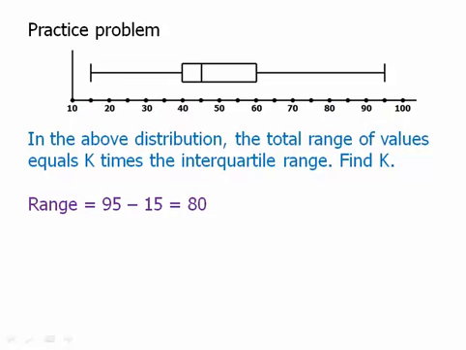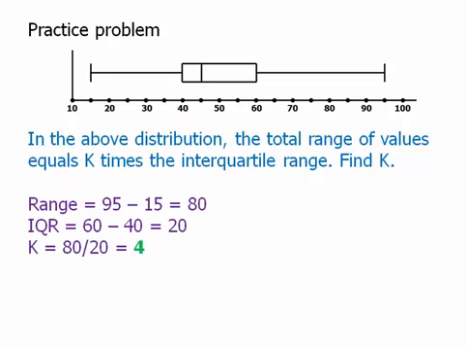Now the interquartile range, it looks like the first quartile is around 40, the third quartile is around 60. So the IQR, 60 minus 40, is 20. And so k is how many times we're multiplying 20 to get 80. 20 times k equals 80. So of course, k is 80 divided by 20, which equals 4.